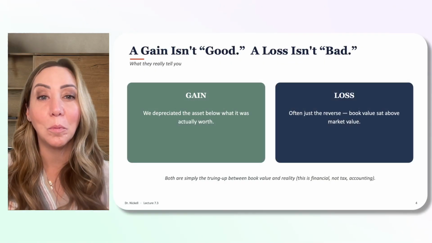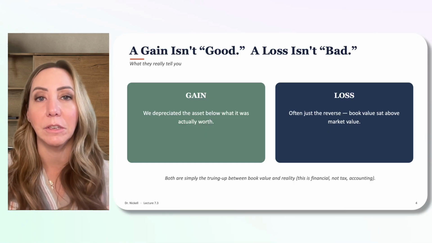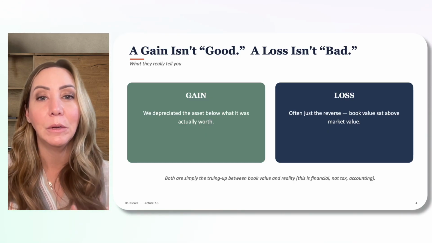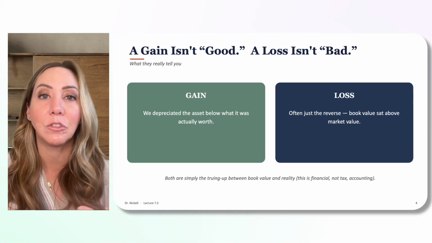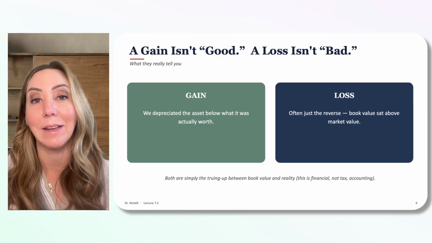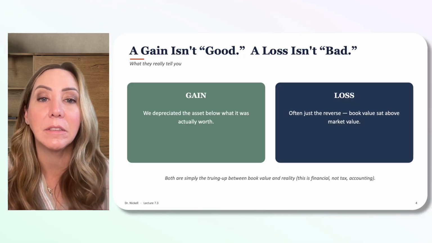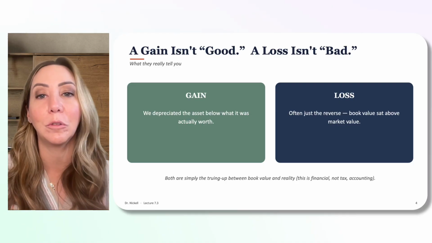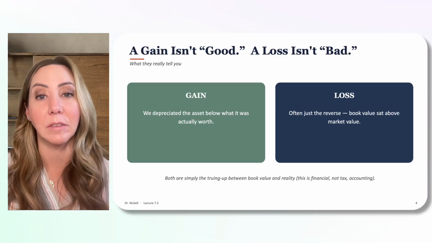Now here's the conceptual point I really want you to understand. Students tend to instinctively feel that a gain is good and a loss is bad. But if you stop and think about what a gain on sale actually tells you, it simply means that we depreciated the asset or allocated cost faster than it lost real value. Our book value ended up lower than what the asset was actually worth. A loss often just means the reverse. Under the conceptual framework, a gain is simply an increase in net assets from a peripheral transaction, and a loss is a decrease. They're not verdicts on management's decision making.